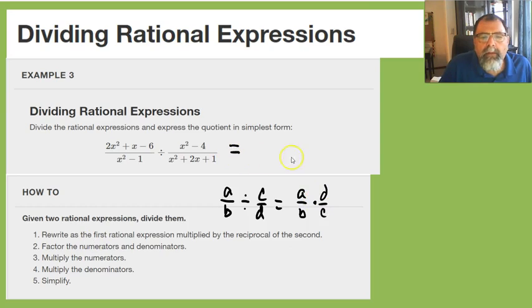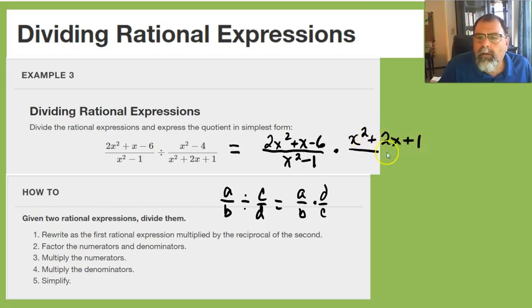So we're going to rewrite the example as we're going to take the first rational expression, leave it alone, and then multiply by the reciprocal of the second one. So flip it over, so it'll be x squared plus 2x plus 1 over x squared minus 4.